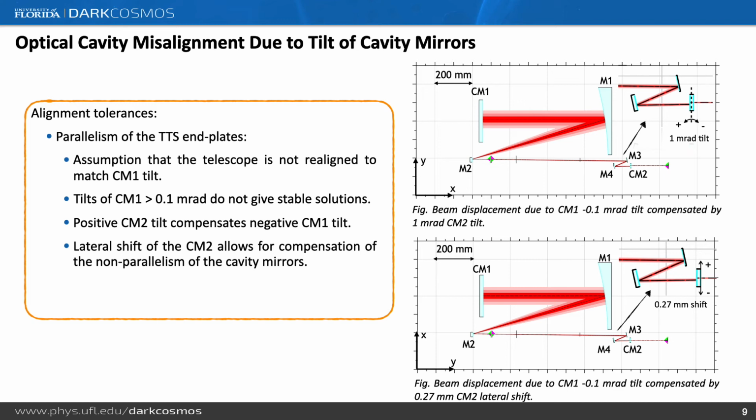The top figure shows behavior of the optical axis if both end plates are tilted inwards. The negative tilt of CM1 is to some degree compensated by CM2 positive tilt, and the beam is hitting M2, M1, and CM1 at its center. However, there is still relatively large displacement on M3, M4, and CM2 itself. A similar situation can be observed when laterally shifting CM2. This is likely the way tilts of CM1 can be compensated to some degree. Again, this requires further investigation on the constraints for realignment of the telescope to match cavity mirror 1.